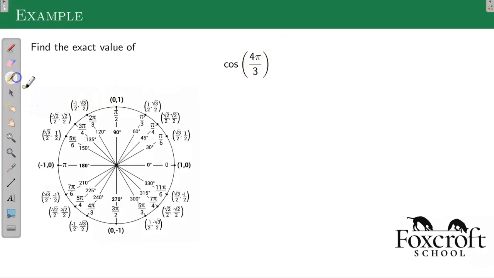Cosine of 4 pi over 3. Find the angle of 4 pi over 3. Cosine is the x value. Our answer is negative 1/2.